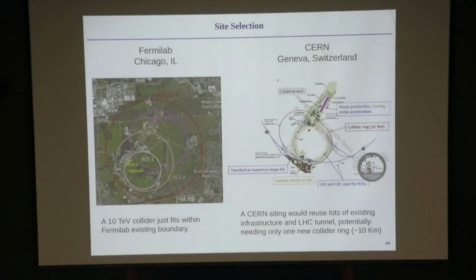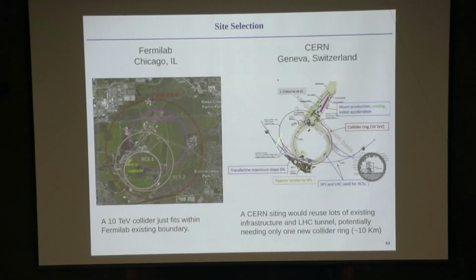The other thing is where. As I said, the development depends on the site, so where could we build such a collider? There are two main sites being considered. One is in Chicago at the Fermi National Accelerator Laboratory, or Fermilab. In fact, a 10 TeV collider basically fits exactly within the existing boundary of the Fermilab laboratory. And so it has the possibility to bring the energy frontier back to the US.